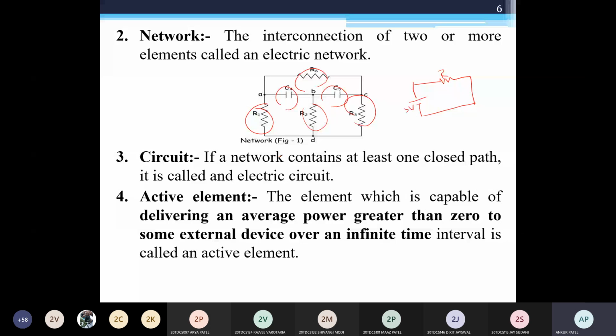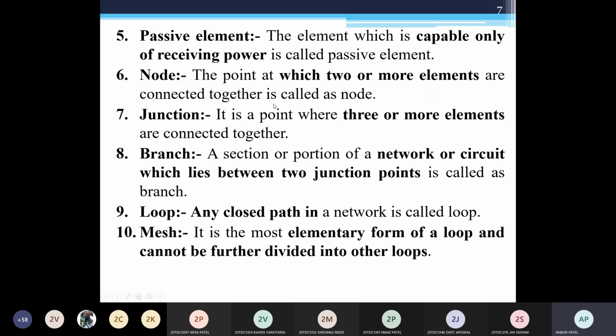Active element: an element which is capable of delivering an average power greater than 0, that is, capable of delivering energy or power to the circuit or to an external device, is called an active element. Passive element: an element capable of receiving power or energy is called a passive element.